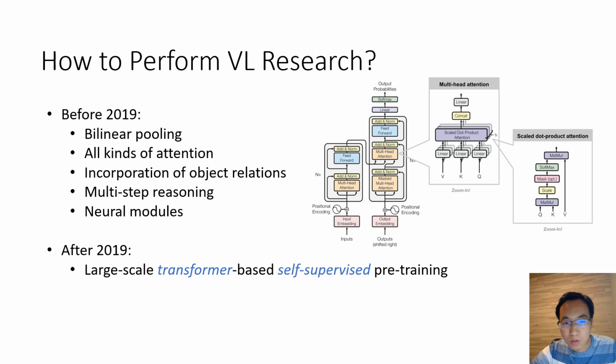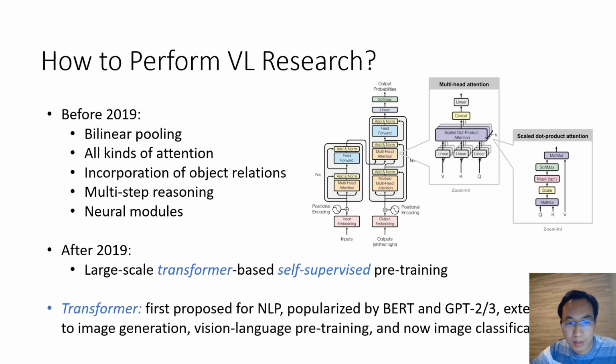So what is a transformer? Transformer is basically about self-attention, and it was first proposed for NLP tasks, for example, machine translation, and later on it was popularized by BERT and the famous GPT-2 and GPT-3. Later on, it was extended to image generation, vision language pre-training, and now vision transformer is really popular, right? So transformer has been adopted for image classification, object detection, and so on. And in this talk, we are going to focus on transformer-based vision language pre-training.